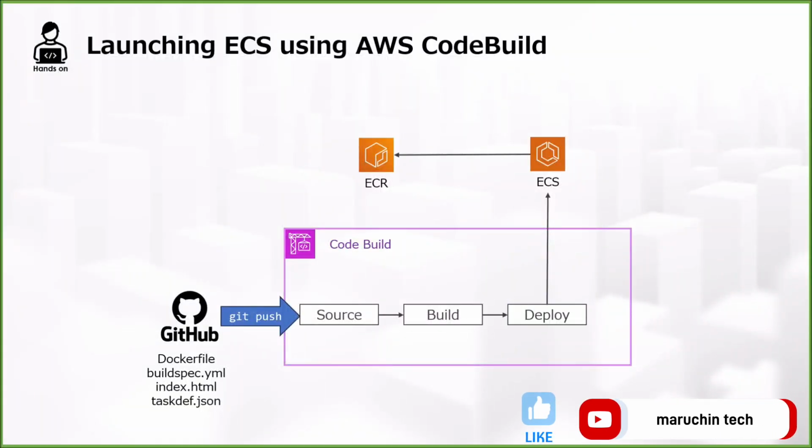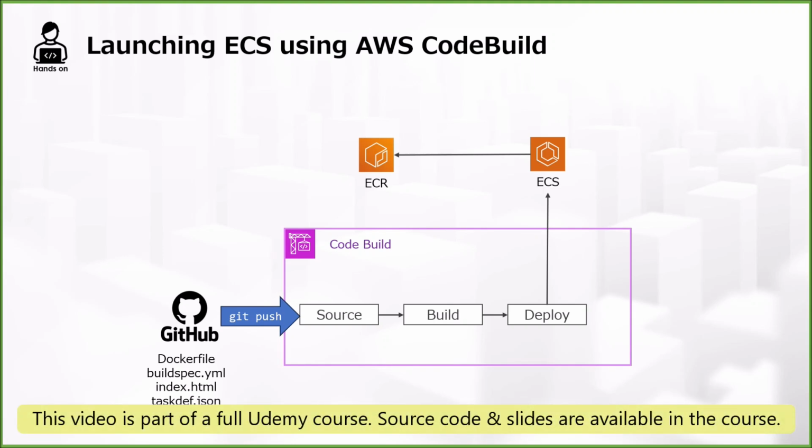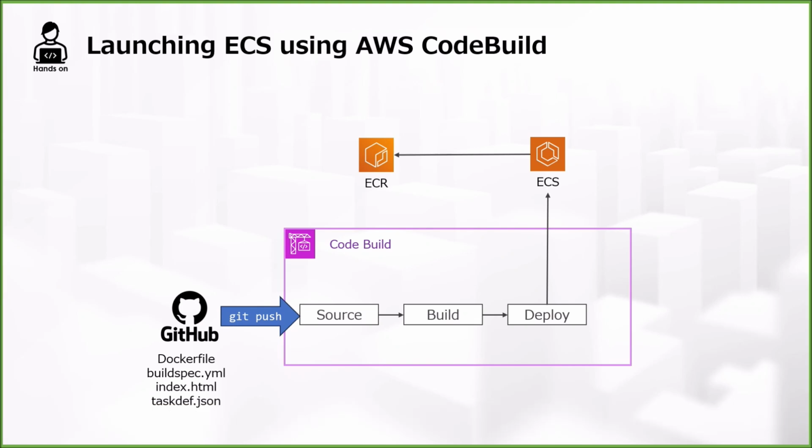Let's do a hands-on for the AWS CodeBuild. In this hands-on, we will use the CodeBuild project to run a containerized application using the Docker file and the buildspec.yml file from GitHub. And we will use GitHub as the source repository and integrate CodeBuild with Amazon ECS.